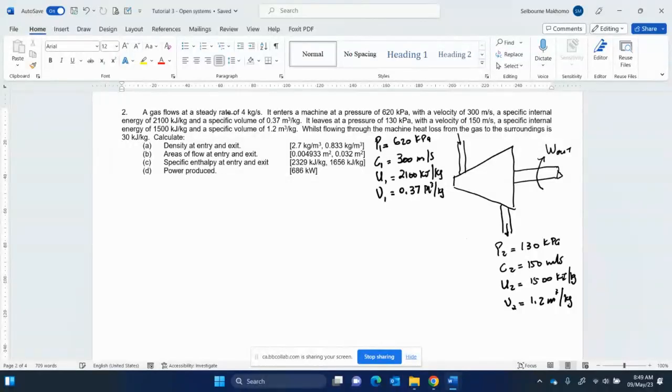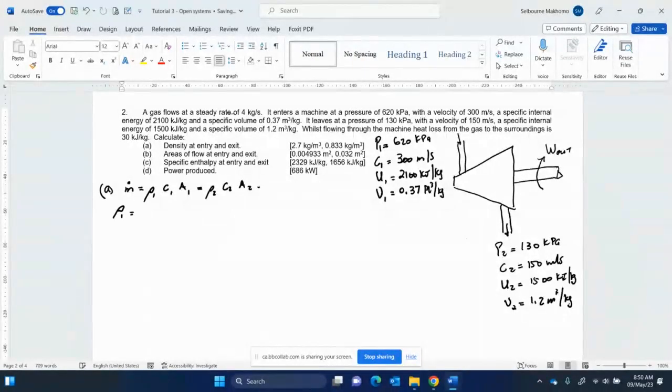Right, so the first question is: calculate the density at inlet and at outlet. We know that the mass balance of any system is given by mass equals density times velocity multiplied by area. Because mass in is equal to mass out, density at 1 times velocity at 1 times area at 1 is equal to density at 2 times velocity at 2 times area at 2. So the question says calculate the density.